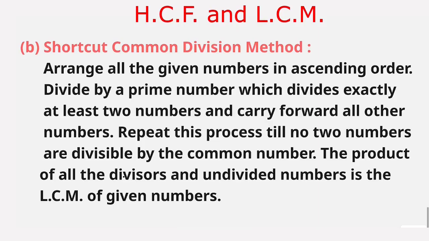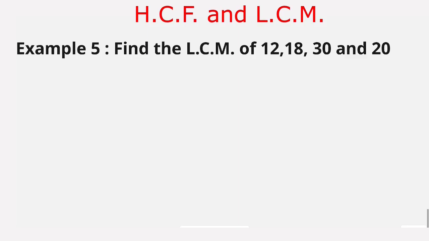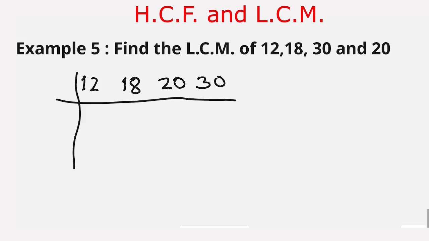You will understand this shortcut method by one example. So we go to the example. The given example is example 5. Find the LCM of 12, 18, 30 and 20. We arrange all these numbers into ascending order. 12, 18, 20, 30. Now we start dividing these by prime numbers.